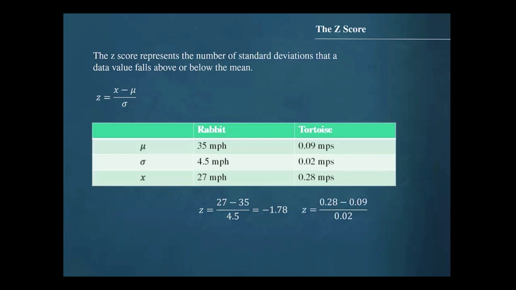Assuming tortoises have a mean top speed of 0.09 meters per second and a standard deviation of 0.02, Bertie's speed of 0.28 meters per second would fall 9.5 standard deviations above the mean. And positive z-scores indicate that we have a data point that falls above the mean.